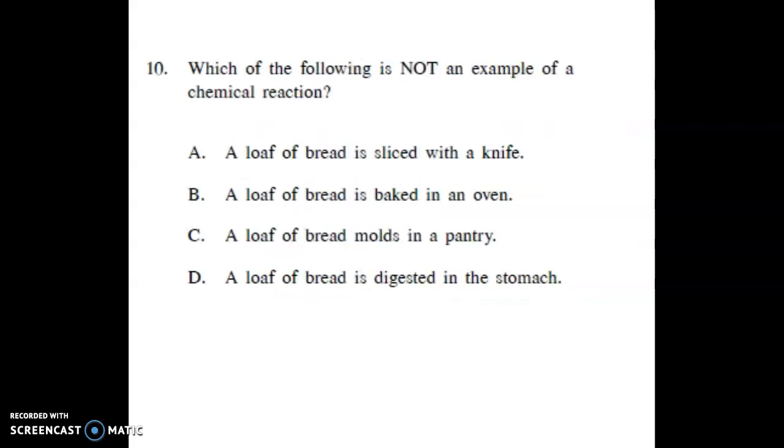Question 10. Which of the following is not an example of a chemical change? A. A loaf of bread is sliced with a knife. B. A loaf of bread is baked in an oven. C. A loaf of bread molds in the pantry. D. A loaf of bread is digested in the stomach.